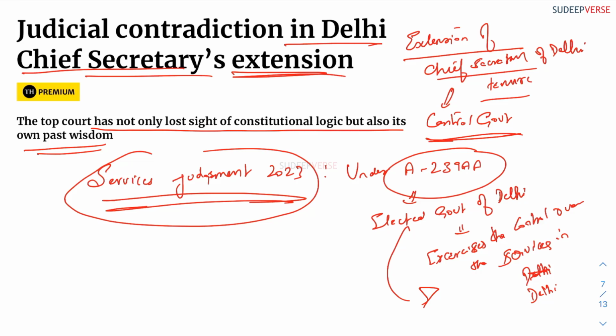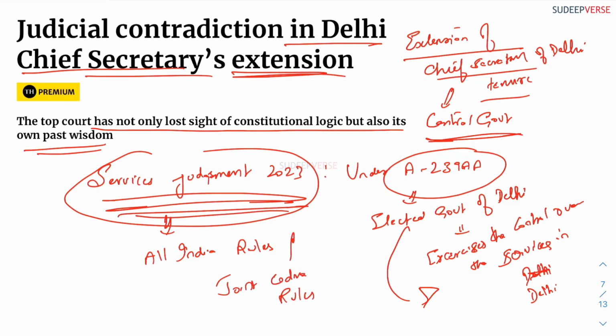It said that the state government will have the relevant powers under the all India rules or the joint cadre rules. So basically, in short, according to the Services Judgment 2023, which was a 5-judge bench, the elected government of Delhi will have the power to control the administrative services.